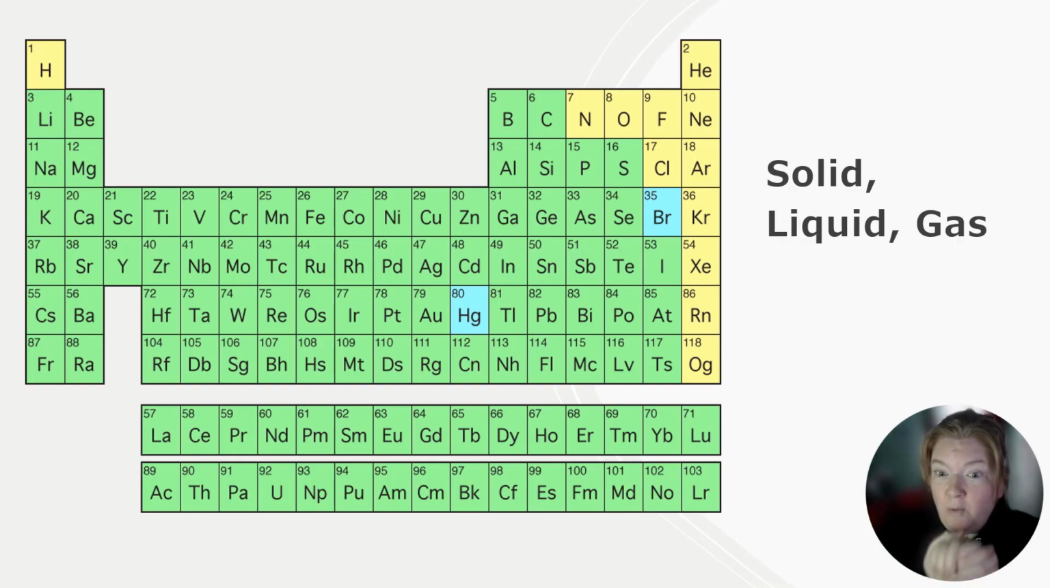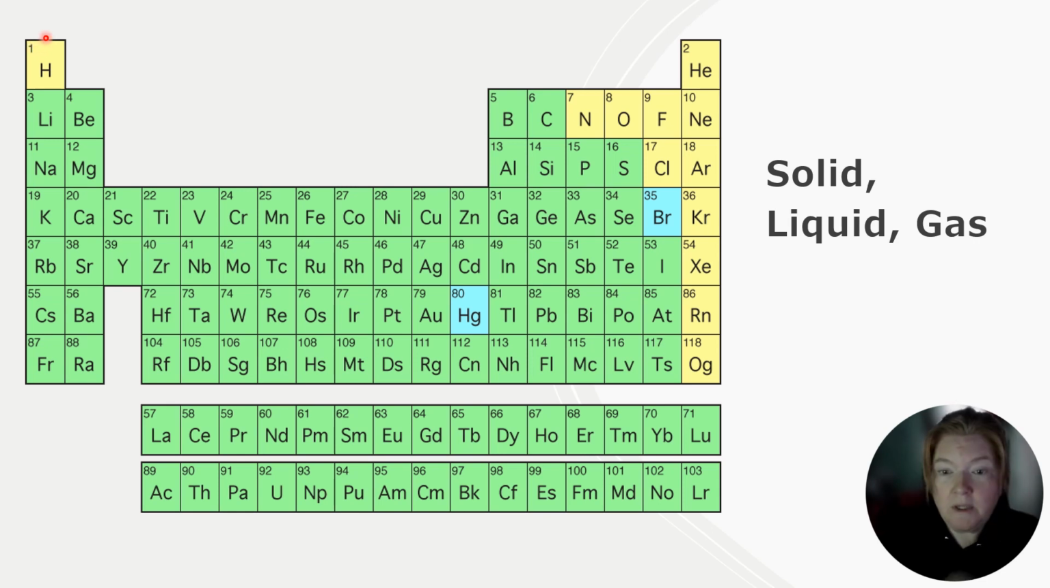All right, let's talk about which elements are solids, which are liquids, and which are gases on the periodic table. Well, the first one is easy peasy. These are called noble gases, so they're obviously gases, okay? But there are a few other elements that you need to know are gases. One is hydrogen, and then we have N, O, F, and Cl. So all the noble gases, these, and hydrogen are gases.